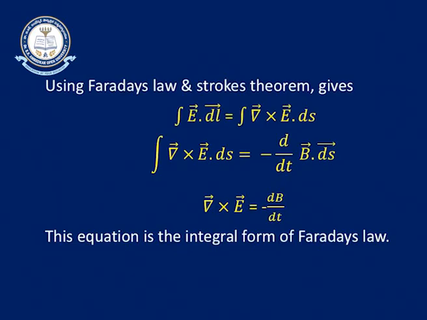What is E dot dl? As per the Stokes theorem, it is del cross E times ds. So, after simplification we get del cross E dot ds equal to minus d by dt of B dot ds. So, overall, finally in terms of electric field, what are we writing? Del cross E equal to minus dB by dt. This del cross E equal to minus dB by dt is the Faraday's law in differential form.